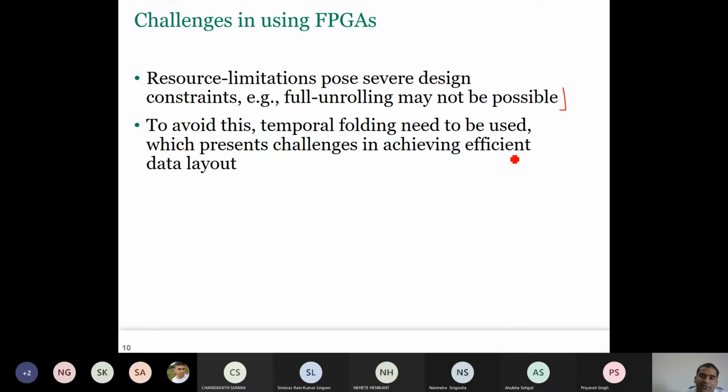Now, this presents challenges in achieving an efficient data layout. Why? Because you are first doing only 24 multiplications, then 24, then 24, then 24. But while you're doing the next set of 24, where do I store the result of the first 24 operations? I need to store the result somewhere, right? We need to store those results somewhere and then process them. So that requires a lot of routing, storage decisions, and so on.